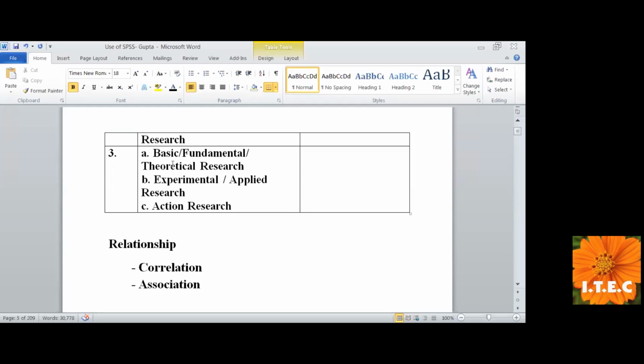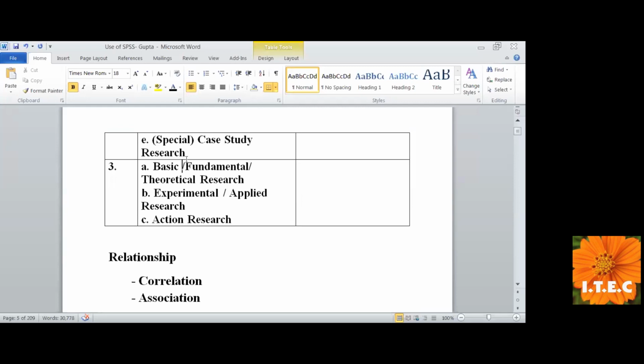Now, your theoretical research is 100% qualitative in nature. Your experimental is 100% quantitative in nature. The action research is also quantitative in nature. So qualitative and quantitative cut across everywhere. But there is another criteria of differentiating among theoretical research, experimental research, and action research.